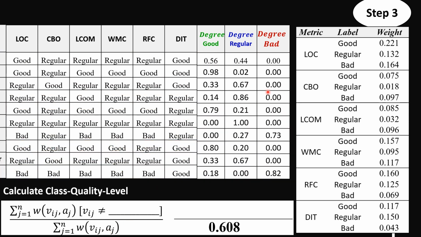Before we move to the fourth step, I would like to emphasize one point. The weights shown in the table on the right side can be extracted by any other weighting schema. The idea of the framework is not to show how the weights can be extracted, but it shows how we can use them for quality assessment.